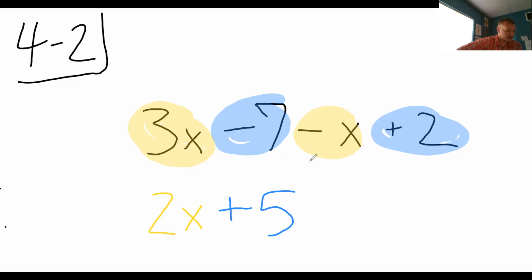And then our last one for right now is a constant. An example of a constant would be the +2 and the -7. Those are constants because they don't have the x. They don't have a coefficient with them. Okay.